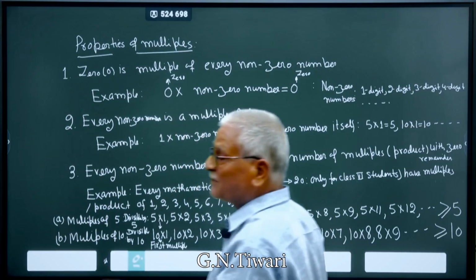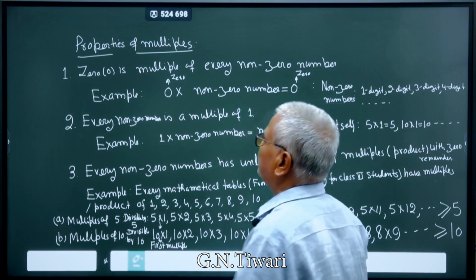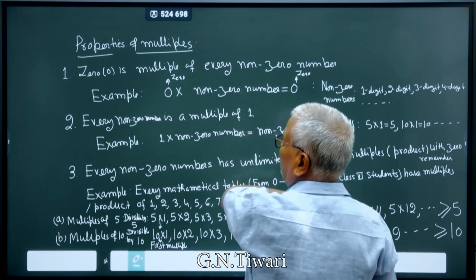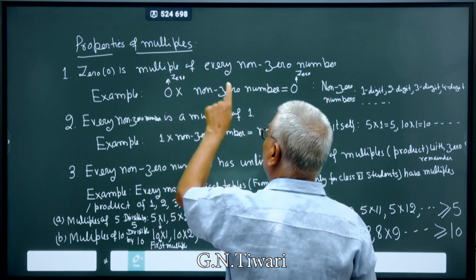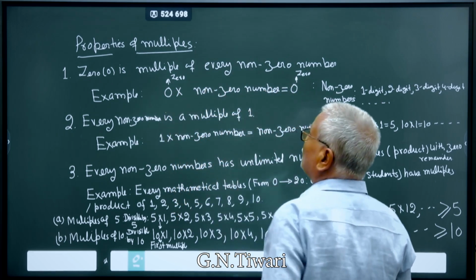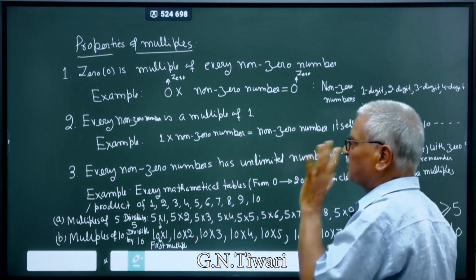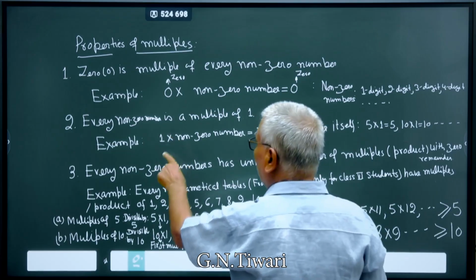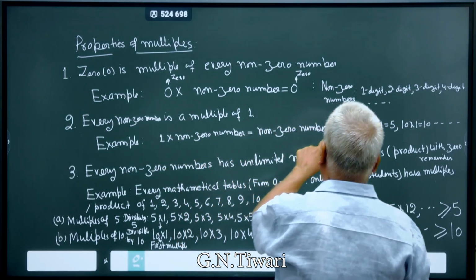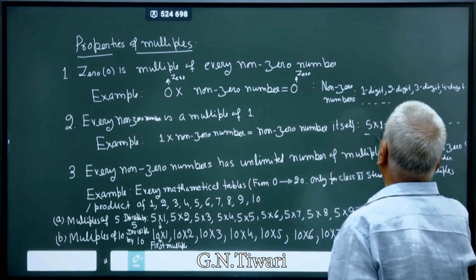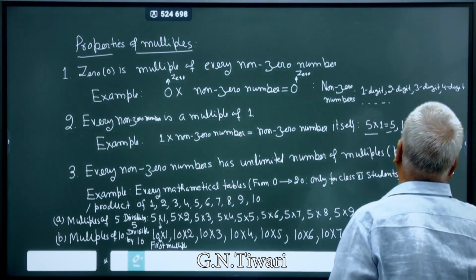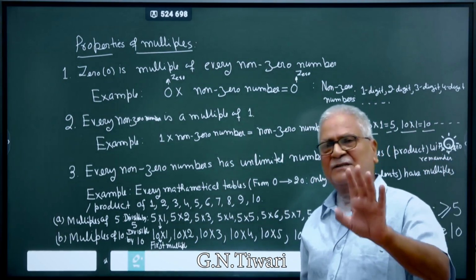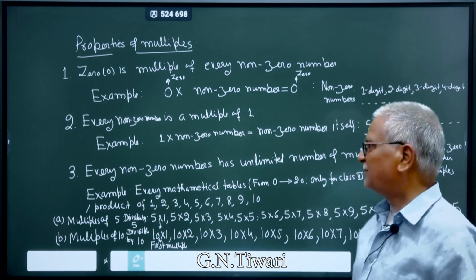There is a difference between factors and multiples. Just see, 0 is a multiple of every non-zero number. Example, 0 into a non-zero number is always 0, so this is also one of the multiples. Every non-zero number is a multiple of 1. 1 into a non-zero number is equal to the non-zero number itself. Just see, 5 into 1 is equal to 5, 10 into 1 is equal to 10. Multiply any number, any digit number, by 1, and the result will be the number itself.